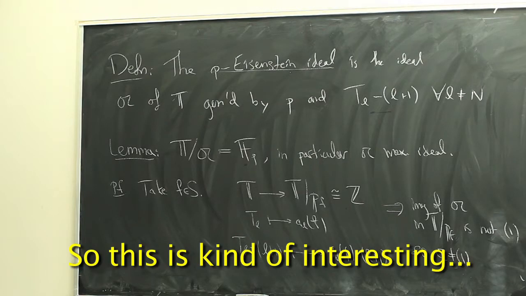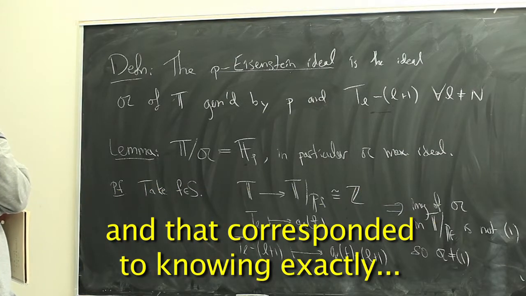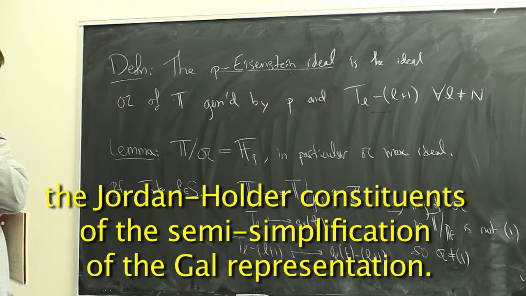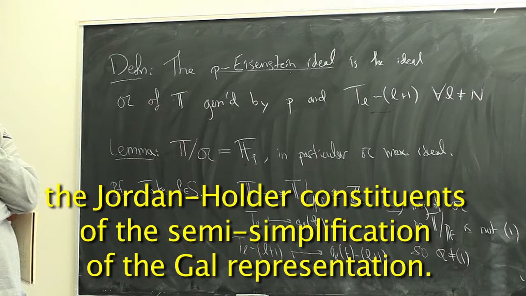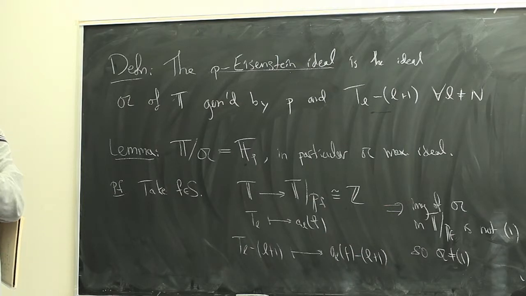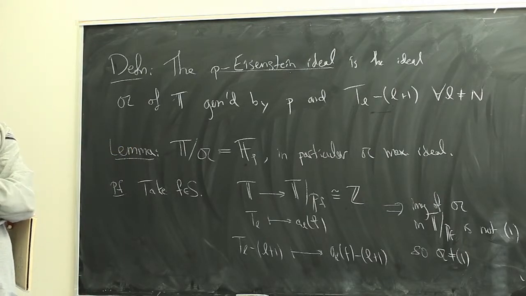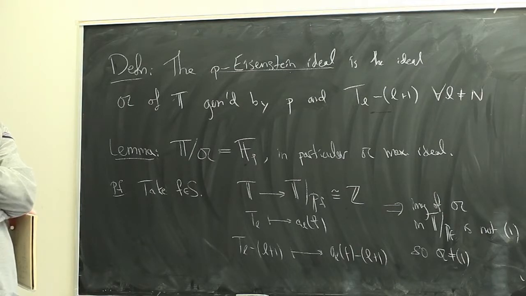You have a question? Yeah. Well, I think that's just always the case because we showed that the p-adic representation, the trace of Frobenius, was given by the AL. So that determines the representation of the semi-simplification, because it's telling you what the character of the representation is.